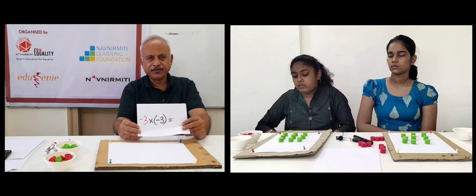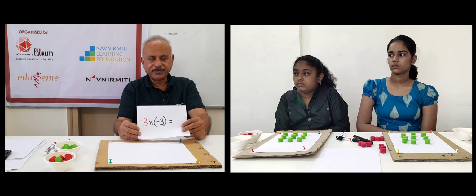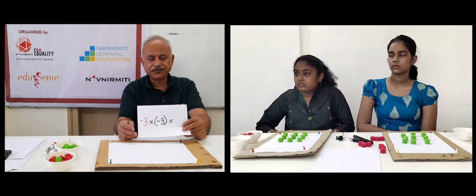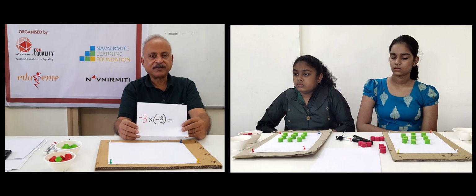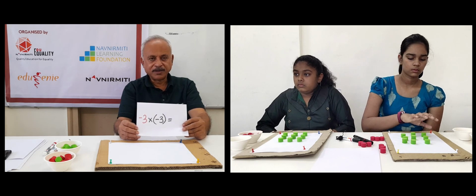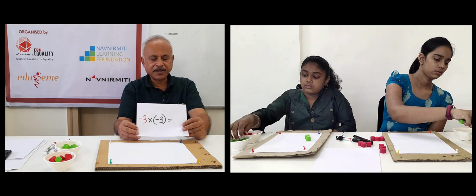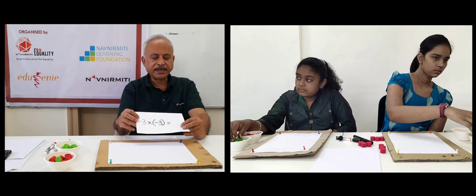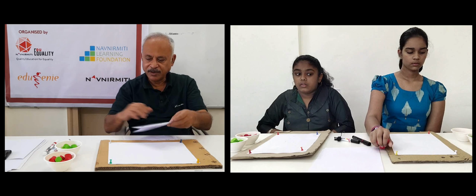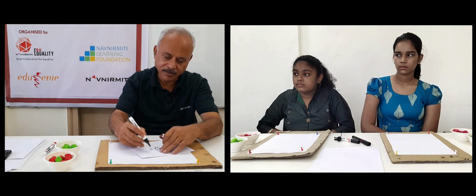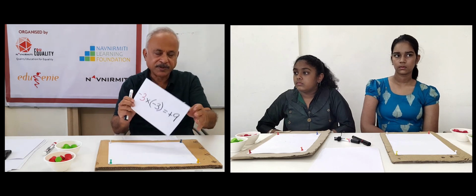So if I remove negative 3 times, which means I start out with 9 zeros, I'm left with 9 positive plugs. So my answer is plus 9. So now, do we understand why negative into negative is positive?